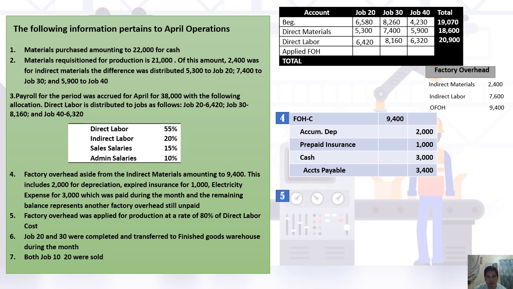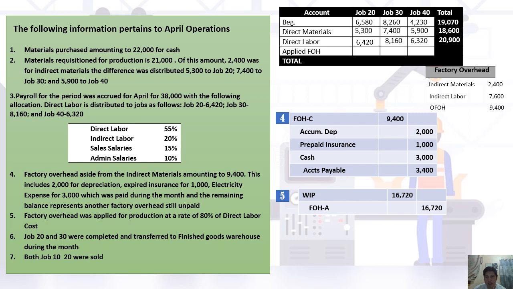So, punta tayo doon sa number 5. Sabi sa number 5, factory overhead was applied for production at a rate of 80% of direct labor cost. So, dahil ina-apply daw ang ating factory overhead at 80% of direct labor cost, pwede na nating gamitin yung total balance ng ating direct labor cost for the jobs under work in process. So, meron tayong job 20, job 30, and job 40. Ang total nun ay 20,900.